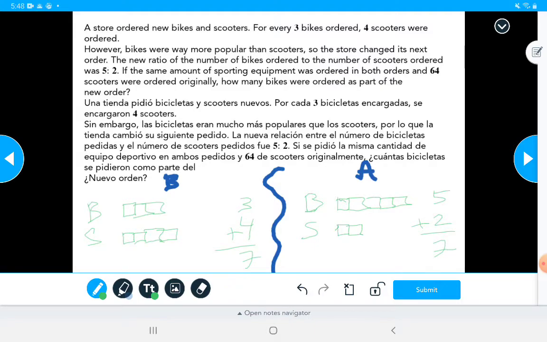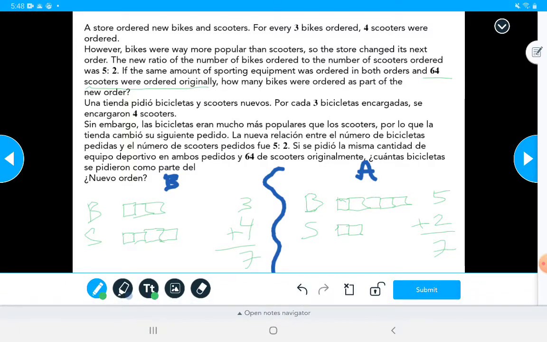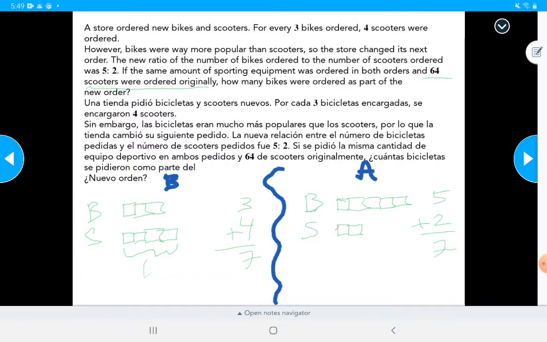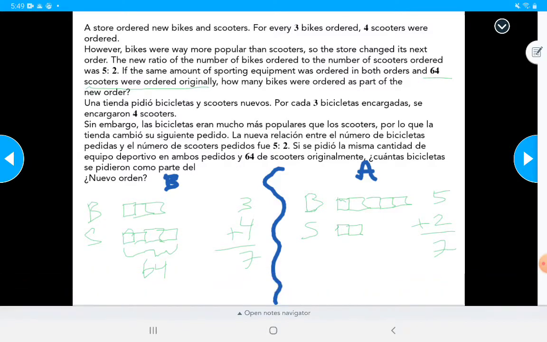Now, if the same amount of sporting equipment was ordered in both orders and 64 scooters were ordered originally, how many bikes were ordered as part of the new order? So we want to know, 64 scooters were ordered originally. So that means this right here is worth 64. So we'll take, and there's 1, 2, 3, 4 boxes.